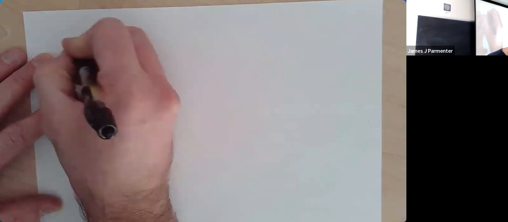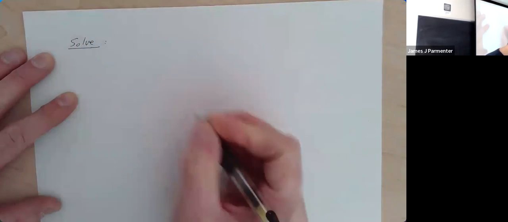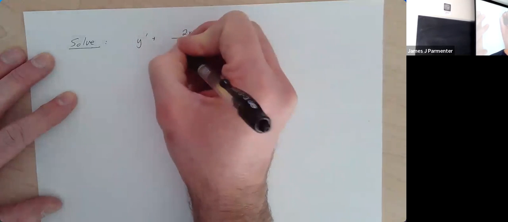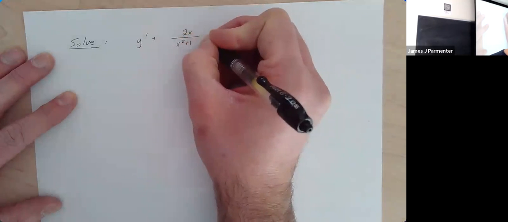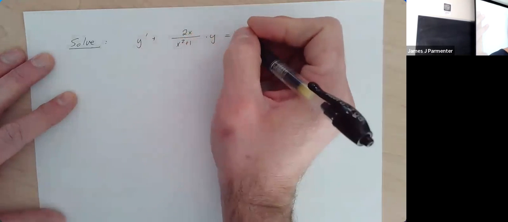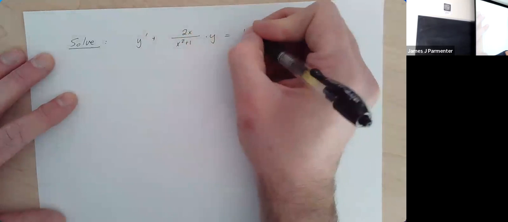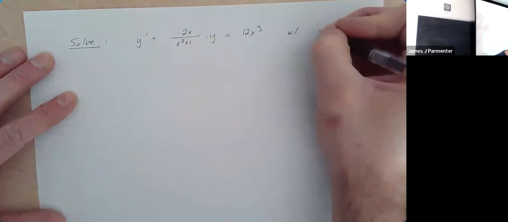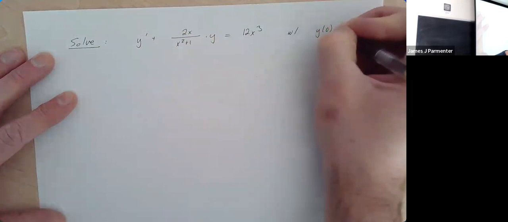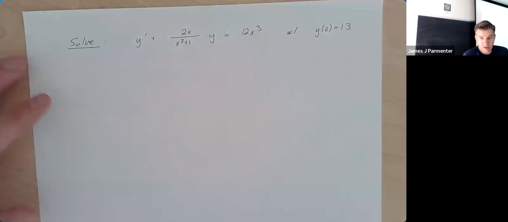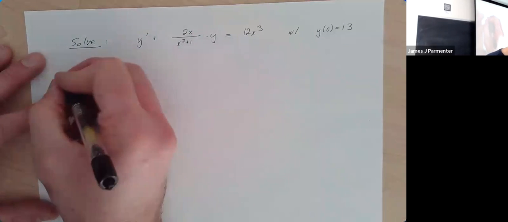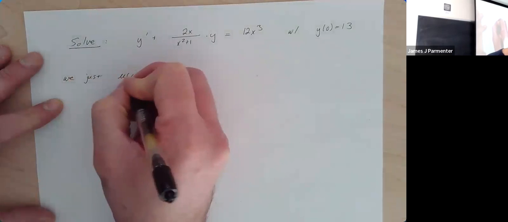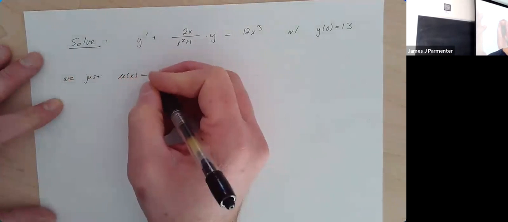Let's solve the following differential equation: y prime plus 2x over x squared plus 1 times y equal to 12x cubed, with the initial condition that y of 0 is equal to 13. And since we just found it, let's remind ourselves, we just found the integrating factor mu of x to equal x squared plus 1.